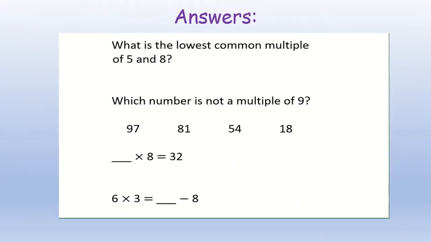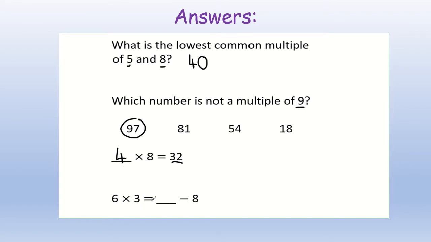So to find the lowest common multiple, you need to know your 5 times tables and your 8 times tables. Which is the first number to appear in both? Well done. It's 40. Which of these numbers is not a multiple of 9? So it's not in the 9 times table. It would be 97. And what times 8 makes 32? Excellent. 4 times 8 makes 32.